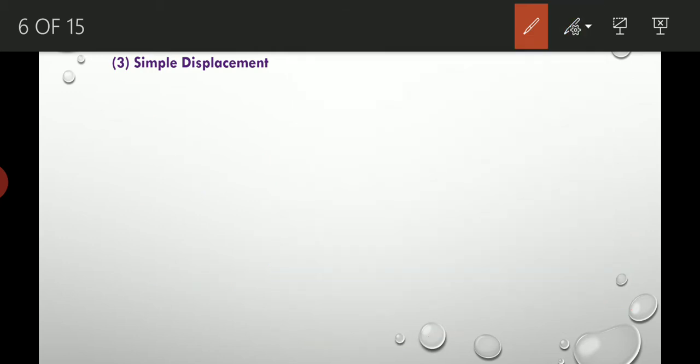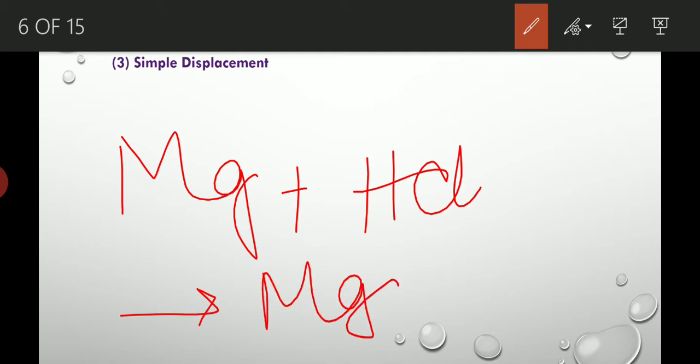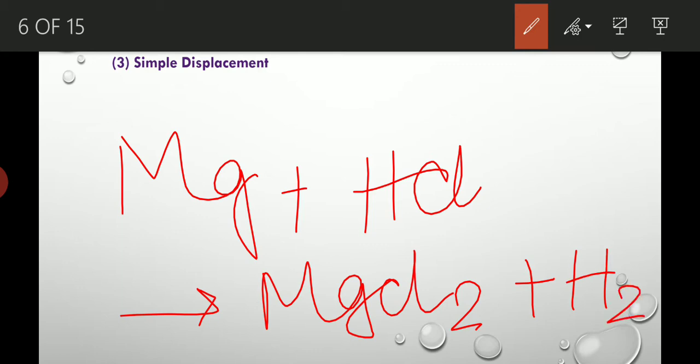Let's take another example. Another example of an active metal is magnesium. Magnesium, when it reacts with a dilute acid like hydrochloric acid HCl, gives a soluble salt MgCl2, that is magnesium chloride, and liberates hydrogen gas. Let's balance the reaction. Clear?